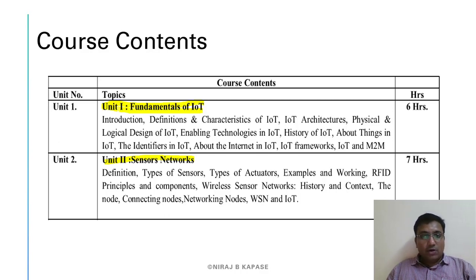Then we are going to learn the history of IoT, as I already explained how IoT came into the picture and all. Then about the things in IoT. So what do you mean by thing in IoT, that we are going to learn. There are different identifiers available in IoT, so we are going to learn those identifiers in this chapter. Then about the internet in IoT, the role of the internet in case of IoT, how important the internet is in case of the Internet of Things. Then there are different frameworks available for IoT, and then machine to machine communication in case of IoT. So those particular things we are going to learn in unit number 1.